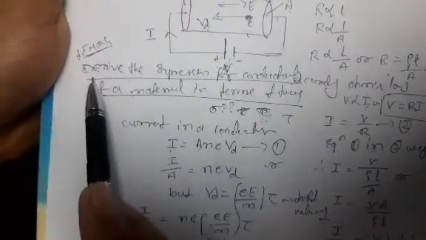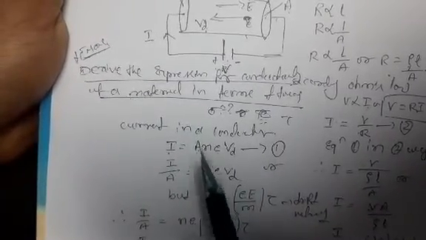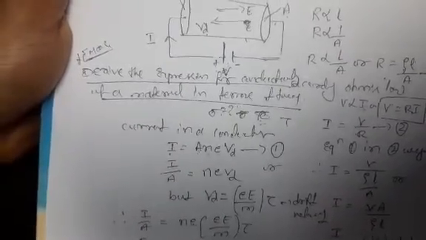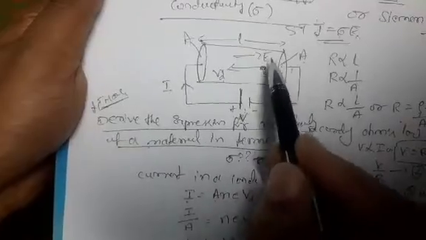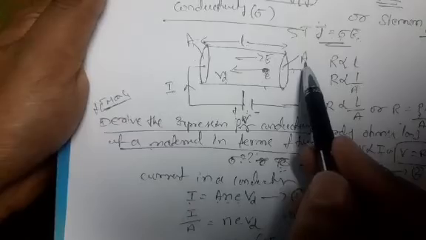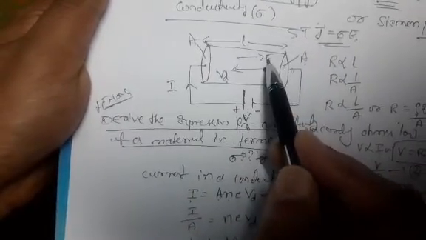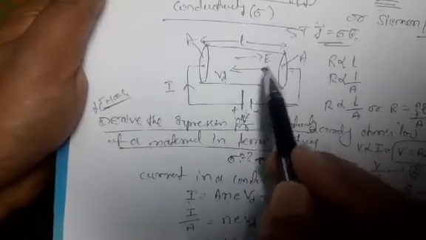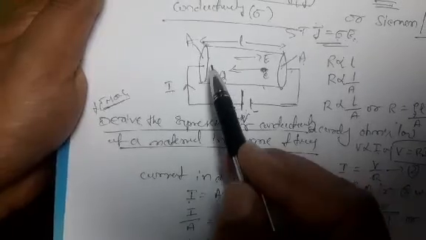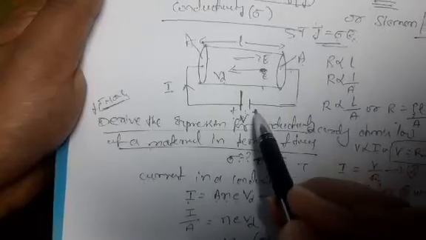First, how to derive the expression for conductivity of a material, and what is the relation between conductivity and relaxation time. First, draw one conductor. The conductor consists of two ends. The area of each end is capital A. The length of the conductor is L. In the presence of electric field E, the electrons travel from one end to the other end. The speed of each electron is Vd. One end is connected to the positive of the battery and the other end to the negative of the battery.